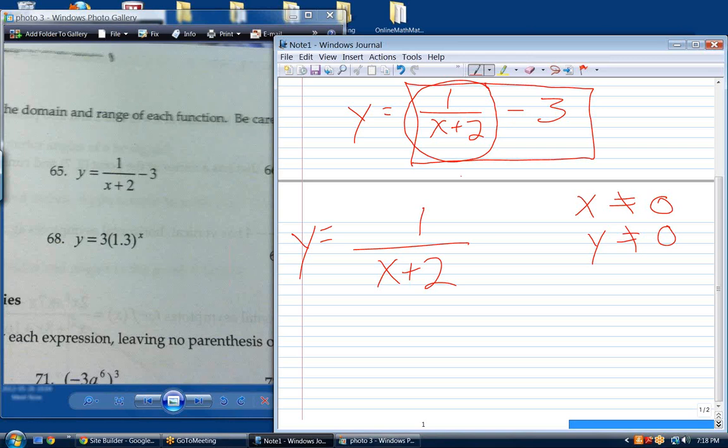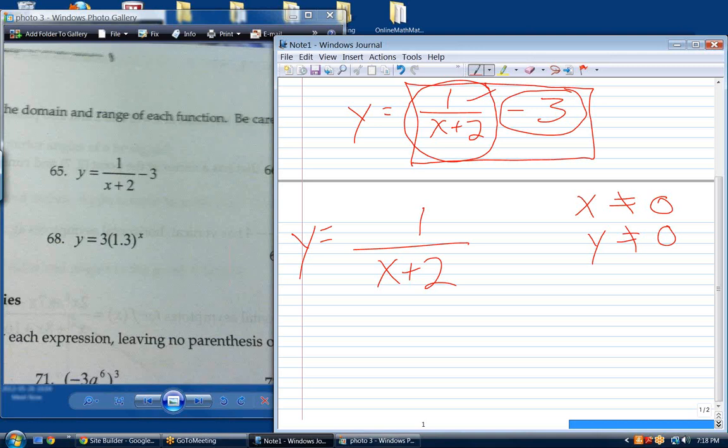The left part of it cannot be 0. So the whole thing cannot be what? If this part can't be 0, well, when I subtract 3 from something that can't be 0, then it can't be minus 3. There's no way y could ever be minus 3. For it to be minus 3, then the 1 over x plus 2 part of it would have to be 0.